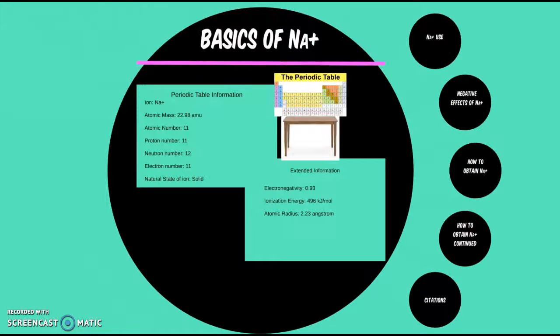So the basics of Na+1 are the atomic mass of it is 22.98 atomic mass units, the atomic number is 11, the proton number is 11, the neutron number is 12, the electron number is 11, and the natural state of the ion is a solid. Some extended information is the electronegativity is 0.93, the ionization energy is 496 moles, and the atomic radius is 2.23 angstrom. So let's get into the uses of it.